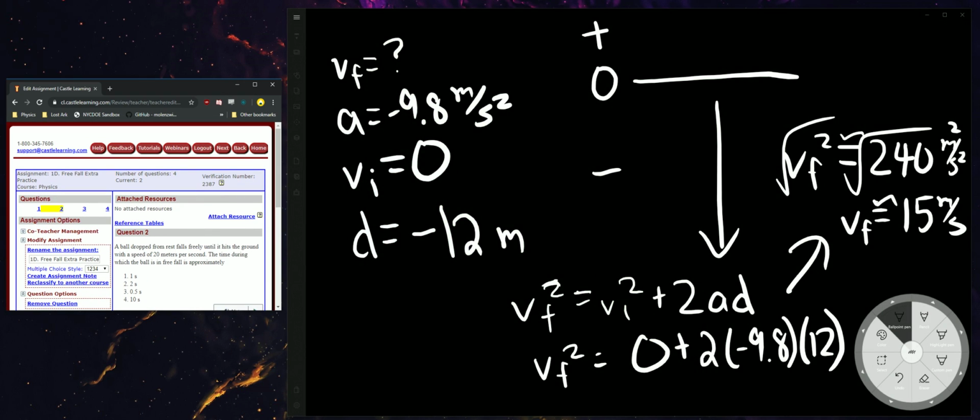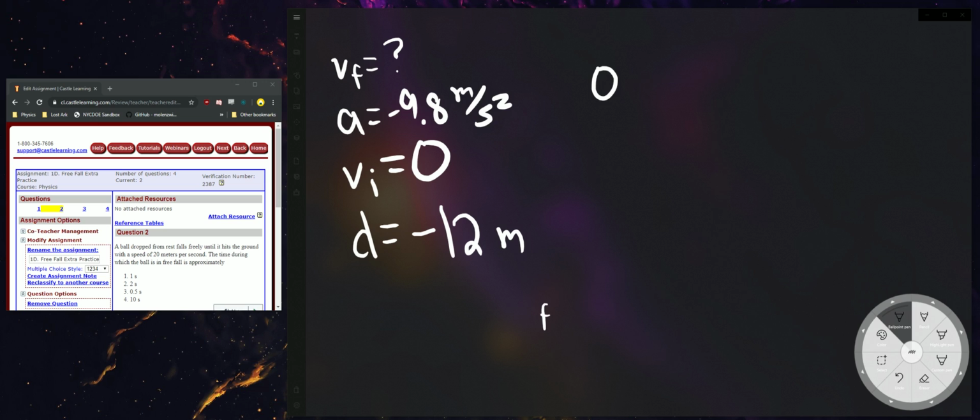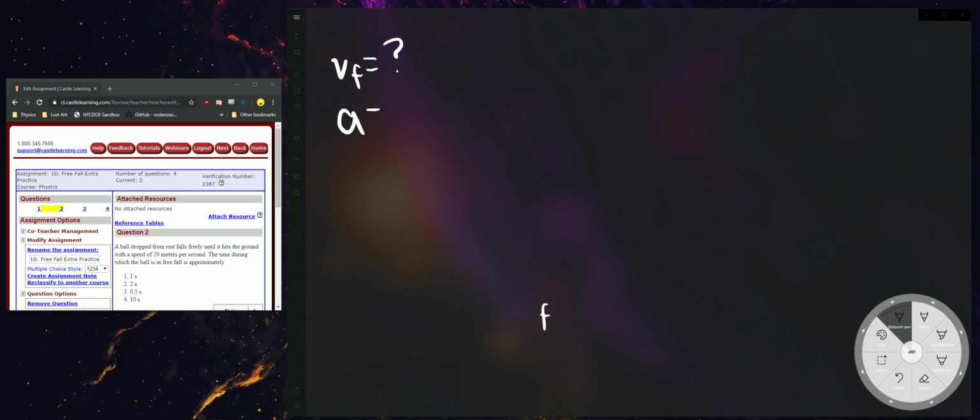I just take a lot of shortcuts. So on the test, I would not suggest doing that. I would suggest doing all your work, showing me all your work, just so that I know that you understand what's going on. Let's actually erase this too.